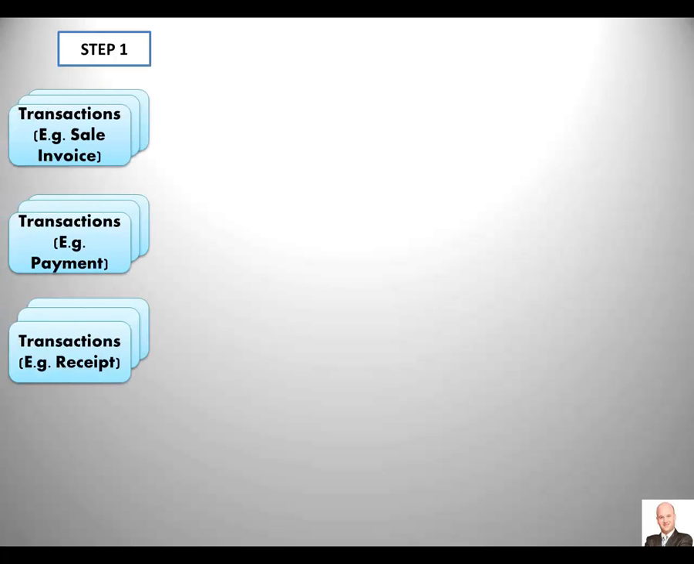Welcome back. In this lecture we will talk about the 5 steps of the accounting cycle by making use of graphics. Let's start with step 1. Step 1 was about identifying transactions taking place in a business on a daily basis.